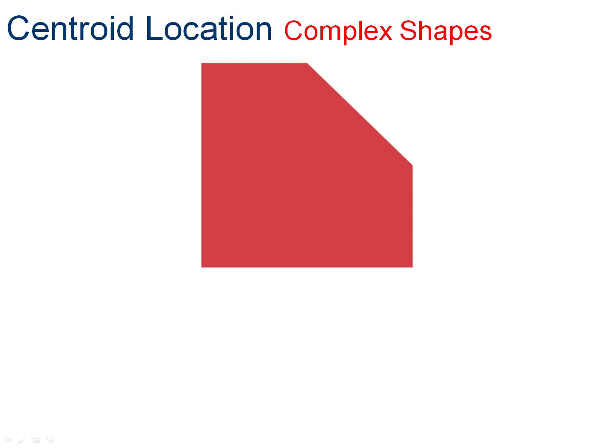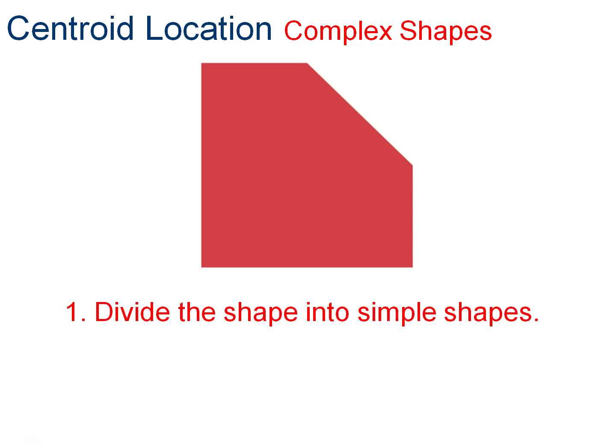So this complex shape, when we look at it, we can see that it's made up of multiple smaller shapes. So step 1 is divide the shape into smaller, simpler shapes. So if we look at it, I can cut it in half down the middle and get a big rectangle. Shape 2, I can find a small triangle. Shape 3, I can find a square.